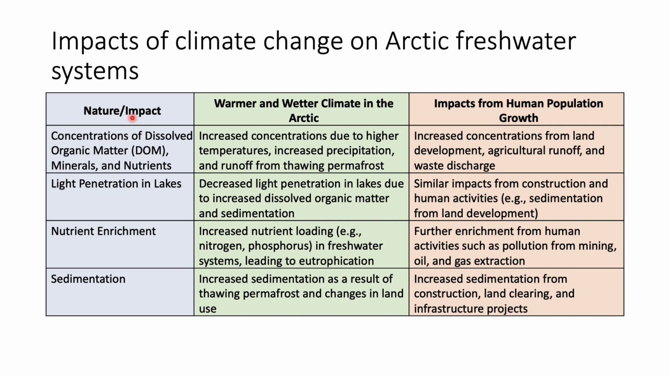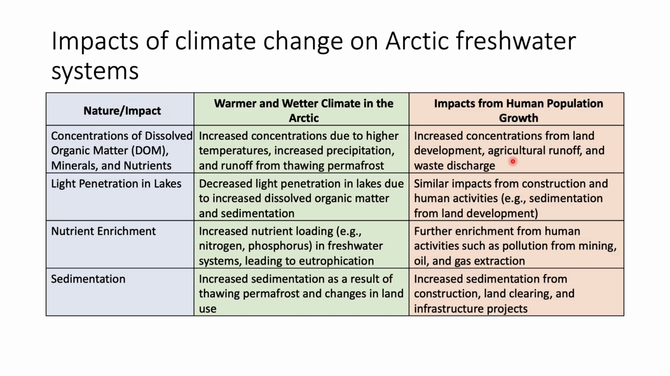What is the nature of the impact that is happening? The change in concentration of dissolved organic matter, minerals and nutrients, because when we talk about freshwater, they have nutrients. The increased concentrations are due to higher temperature, increased precipitation and runoff from thawing permafrost. So runoff from the thawing permafrost is one of the reasons there is an increase in the nutrients in Arctic freshwater ecosystems. And what is the impact from human population growth? The increased concentration comes from land development and agricultural runoff, where manures, fertilizers, pesticides, etc. contain nitrogen and phosphorus nutrients which are being run off into Arctic freshwater ecosystems, and also the waste discharge which is reaching the Arctic region, due to which there is an increase in the nutrient level.